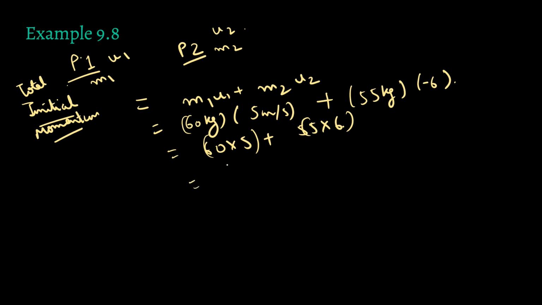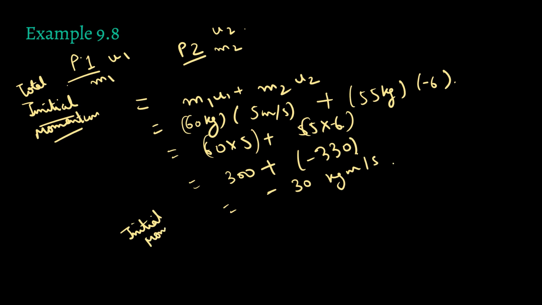So let's do it. 60 into 5 is 300 plus 55 into 6 is minus 330. So what does it come out to be? It comes out to be minus 30 kg meter per second. This is your initial momentum.